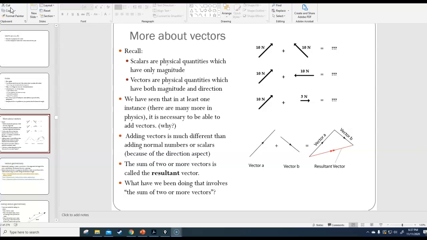Okay, so in this video we're just going to introduce the concept of adding vectors geometrically using the tip-to-tail method.